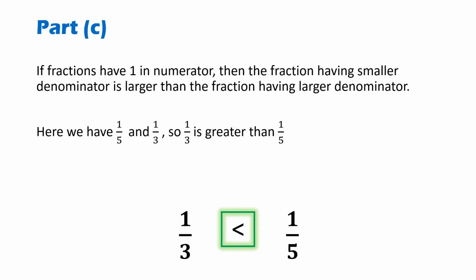Part C, if fractions have 1 in numerator, then the fraction having smaller denominator is larger than the fraction having larger denominator. Here we have 1 upon 5 and 1 upon 3, so 1 upon 3 is greater than 1 upon 5.